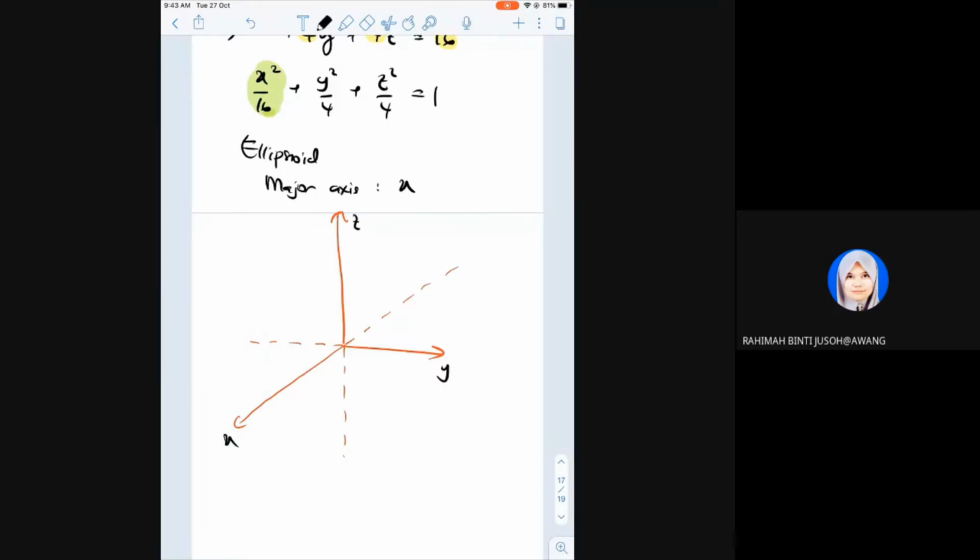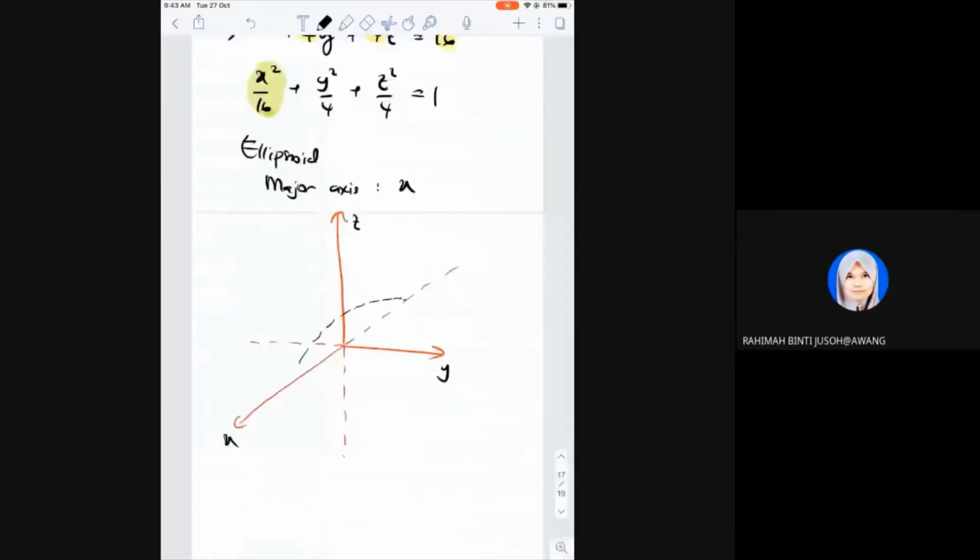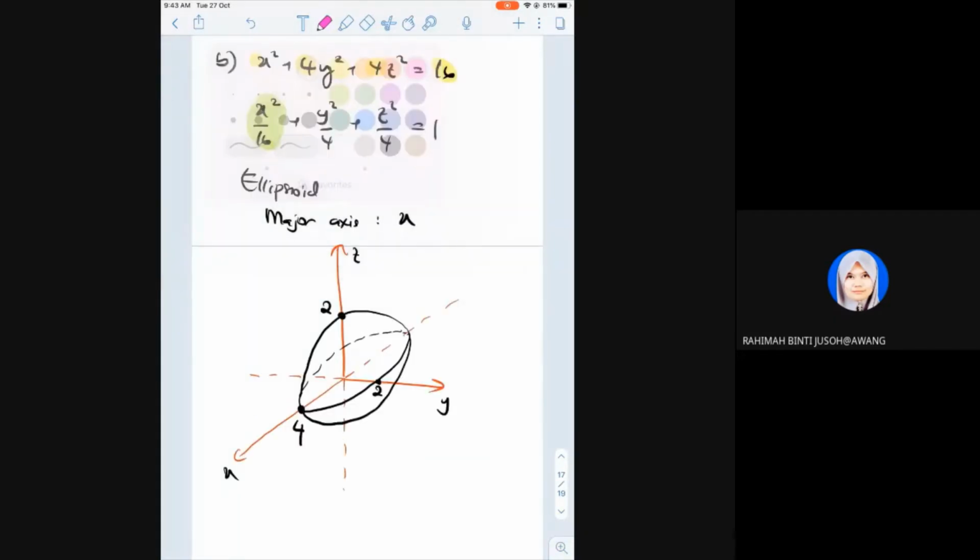Okay, dia panjang terhadap X. So first you buat macam ni dulu. Terhadap X, major axis. And then you baru buat atas bawah dia. Like that. Okay. So we know already that this should be the X axis 4. Z axis should be 2. Y axis also 2. Okay. Because square root ni, ini dia jadi 4, ini dia jadi 2, yang ni dia jadi 2 lah. Paksi dia, okay? So that's it.